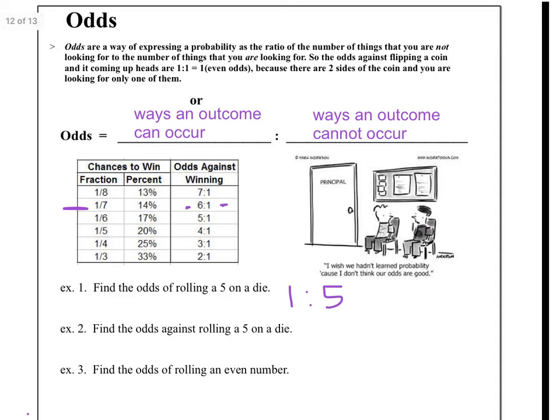Example 2 says find the odds against rolling a 5. So against rolling a 5 would be anything but a 5. There's 5 ways that can happen and 1 way it cannot happen. Find the odds of rolling an even number. Well, there's 3 even numbers on a die and 3 not even numbers, which is 3 to 3 or 1 to 1.